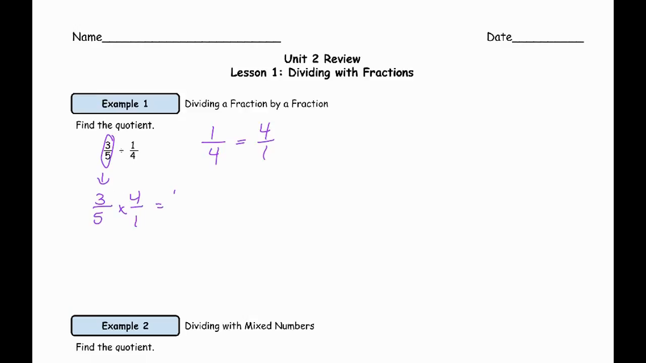And so 3 times 4 is 12, and 5 times 1 is 5, which we can then change to a mixed number. 5 goes into 12 2 times, and basically 2 times 5 is 10, and we have 2 left over as our numerator.